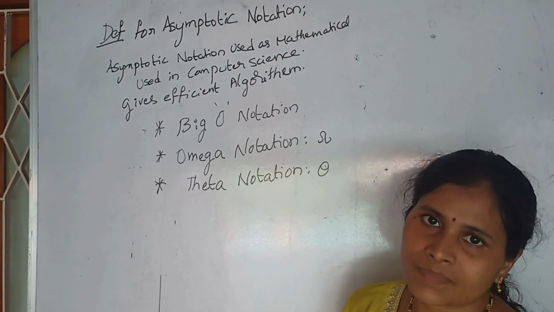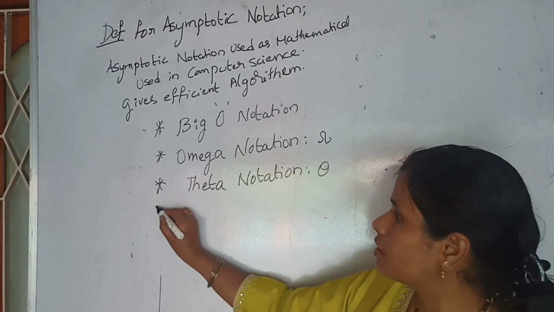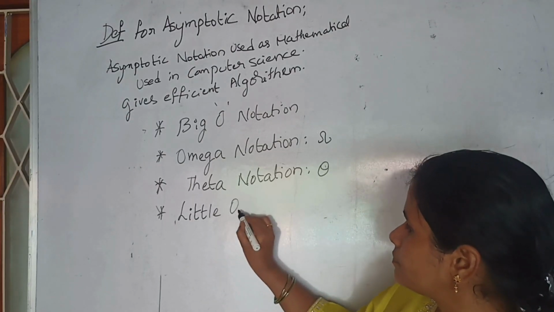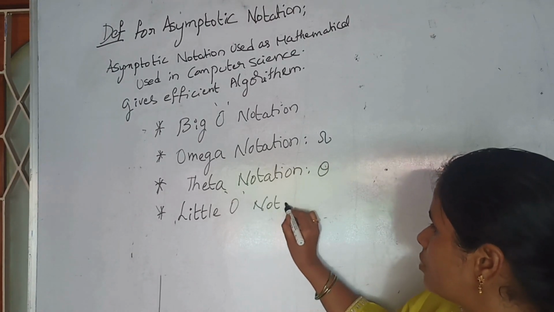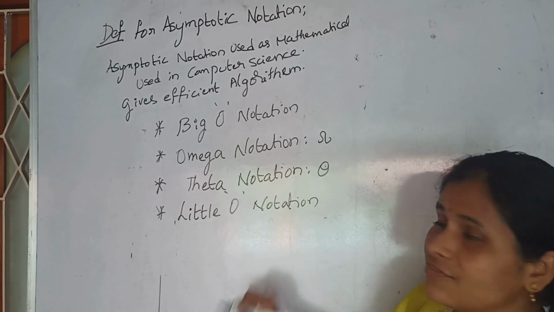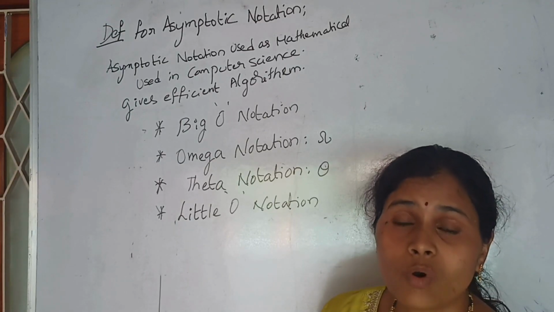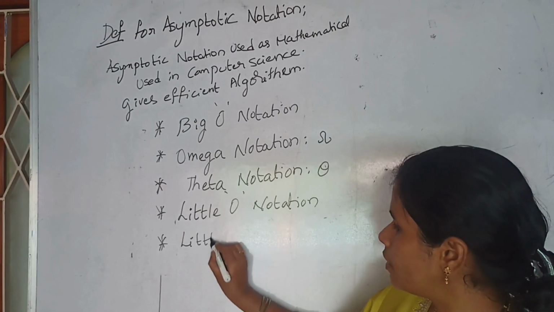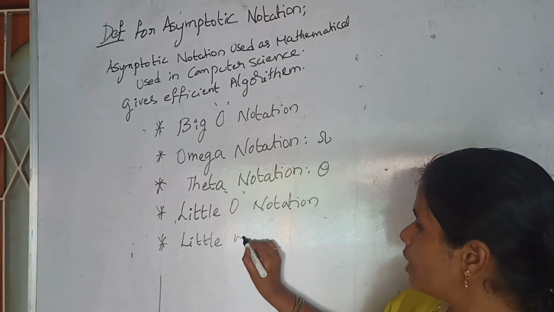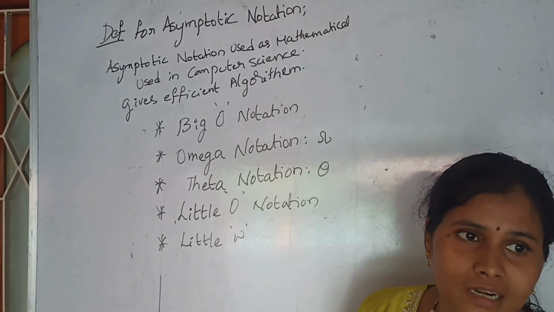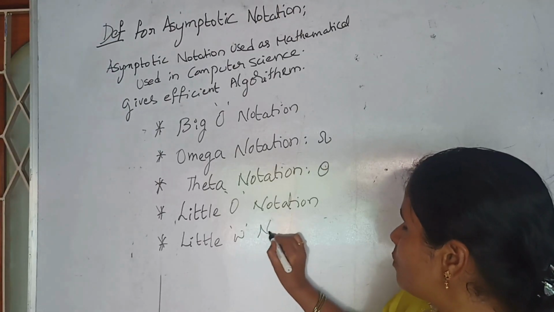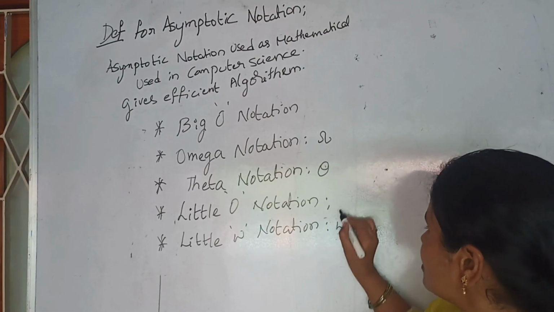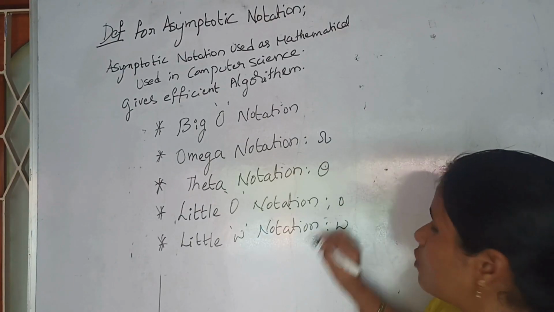The fourth one is little o notation. And the fifth one is little omega notation. Little omega notation we will represent with w. The symbol is like this here, w. Little o is a small o.